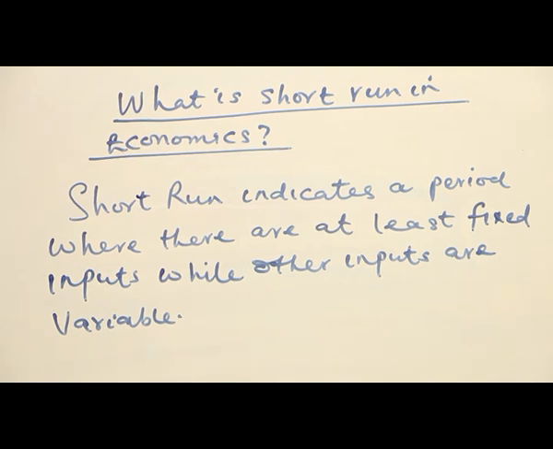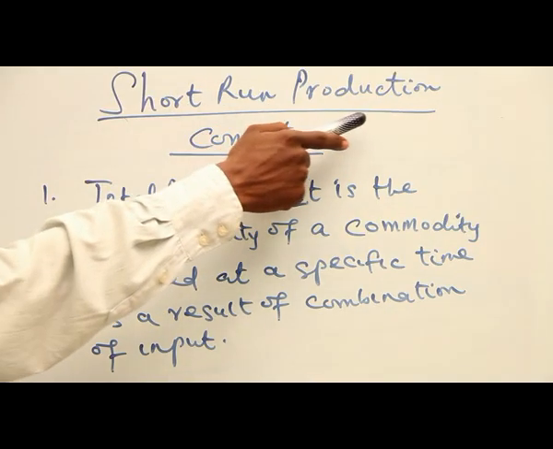When we are talking about a fixed input, we are talking about an input that has nothing to do with the level of output. But when we are talking about a variable input, we are talking about an input that has to do with the level of output. The more your variable input, the more your output. But fixed inputs are constant because they do not have anything to do with the level of output when a firm is still in the short-run period. Short-run production concepts.